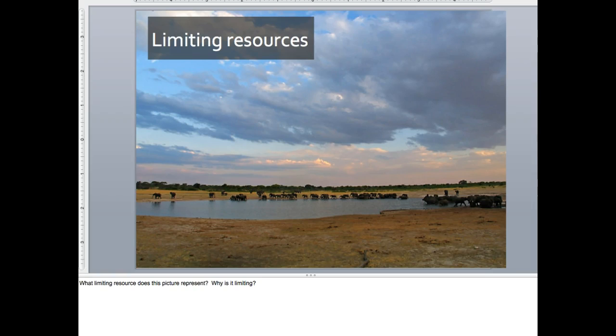If you said water, you're absolutely correct. This is a picture of Africa, particularly in the Serengeti. You can see that all these animals are congregating around this watering hole. And so the water in this case is a limited resource or a limiting resource.